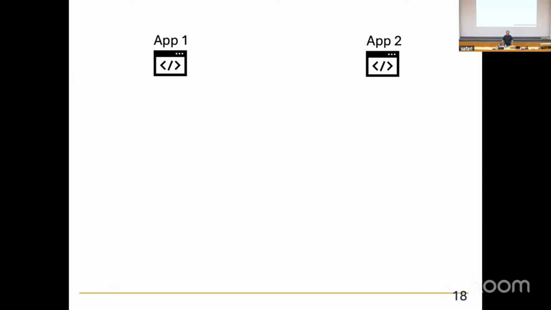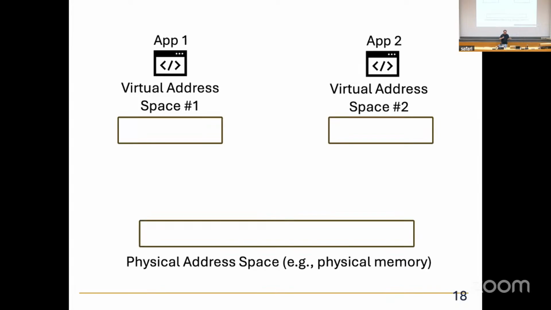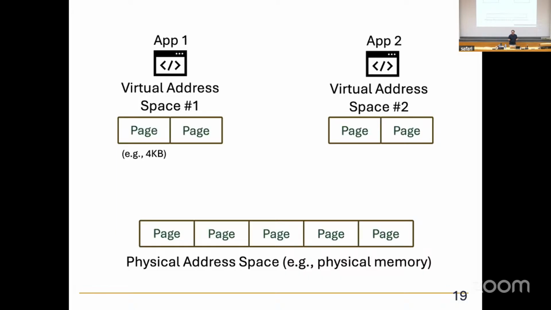Let's see an example. We have spawned two applications in the system, and these two applications have different virtual address spaces. Application 1 uses virtual address space 1, application 2 uses virtual address space 2. And we have the physical address space; imagine it as the physical memory. The first thing that the system does is split up the virtual address space and the physical address space into discrete chunks, which are called pages.